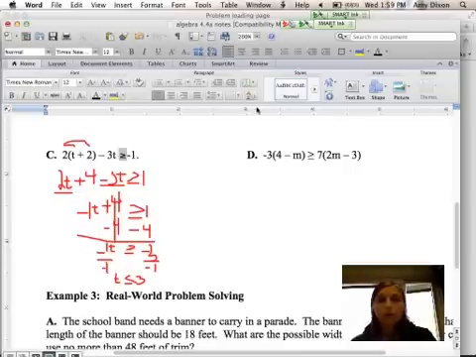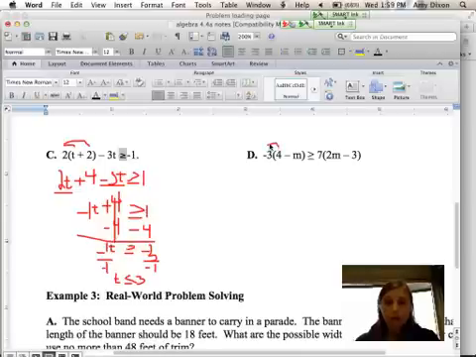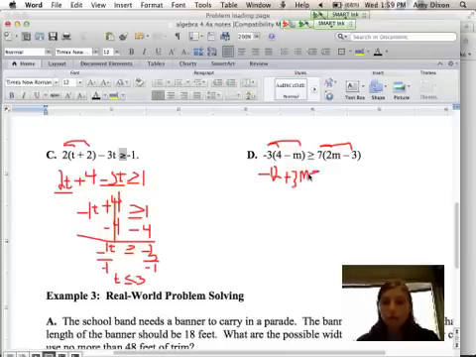Okay, so that's example C. We do the same thing on letter D. We do our distributive property, but we're going to do distributive property on both sides of the inequality symbol. So here we get negative 12, and the negative 3 times negative m gives us a positive 3m. That is greater than or equal to, okay, and then we get 7 times 2m, that gives us 14m. And then 7 times negative 3, that gives us negative 21.